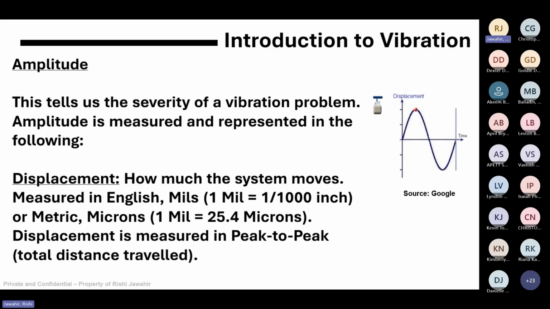Displacement is one. So displacement is actually the measurement of the movement of the equipment or whatever we're measuring. Displacement can be measured, most of us are familiar with mils or microns, and this can be measured in units of peak to peak, what is the total distance actually traveled.